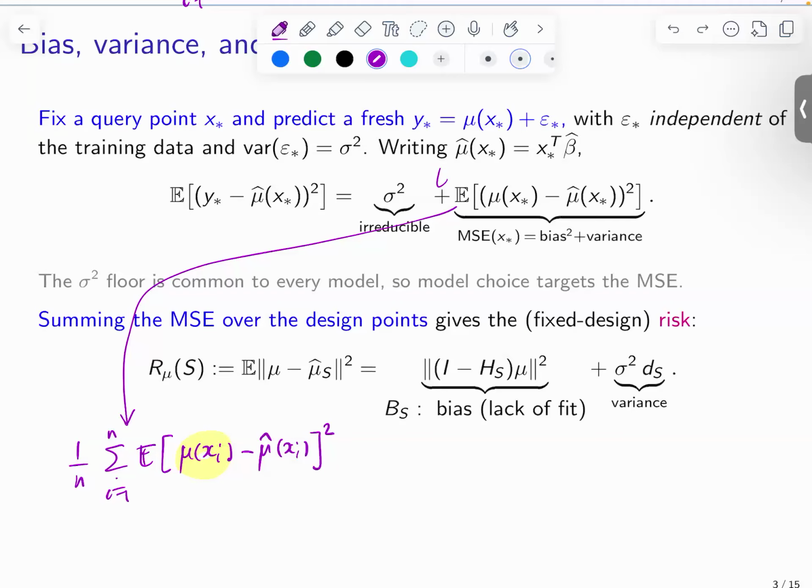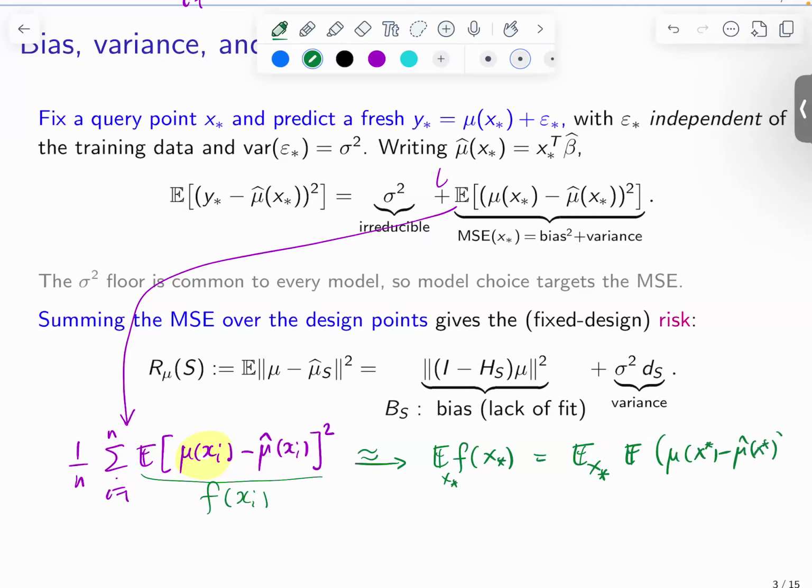But that's fine. The best way I can say this is that it's approximately the expectation over x star, by the law of large numbers. You can think of this as some function of xi, and it would converge, by the law of large numbers, to the expectation of f of x star under x star. So this would be the expectation over x star of mu of x star minus mu hat of x star.